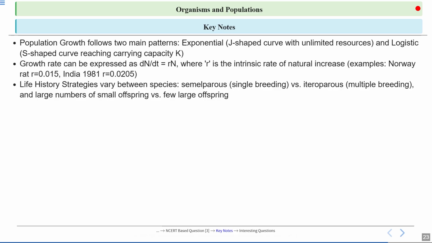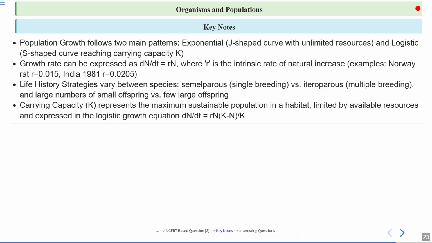Now life history strategies vary between species. Organisms can be semelparous or they can be iteroparous. Semelparous means they breed only once. Iteroparous organisms breed multiple times, like birds and mammals. Some organisms produce a large number of small offspring, whereas some organisms produce few but large offspring.